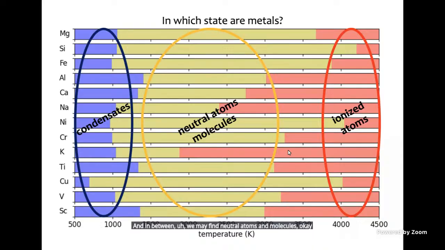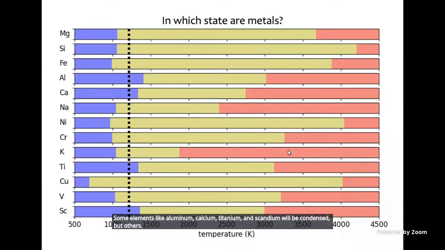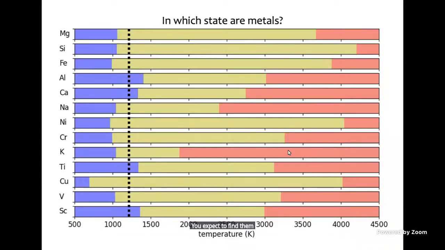And this depends a lot on each element. This transition is very different depending on the element. For example, if you are in an atmosphere that has a temperature a bit above 1000 Kelvin, you may expect that some elements like aluminum, calcium, titanium, and scandium will be condensed, but others you expect to find in the gas phase as neutral atoms or even molecules.